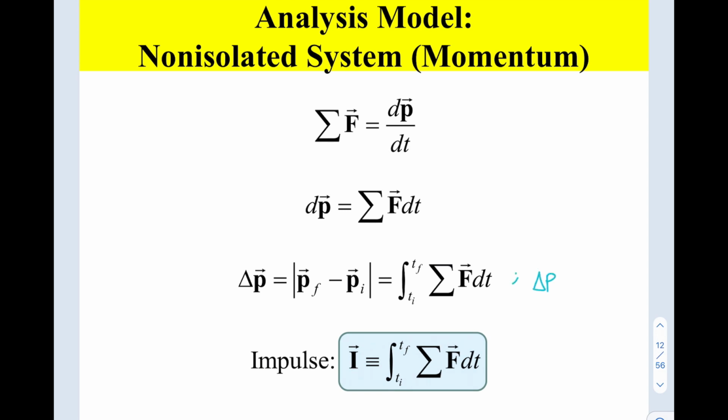So, change in momentum, also known as impulse. What is impulse? Impulse is a measure of change in momentum, how big the change was. So it must be equivalent to the integration of the sum of F with respect to t, from t initial up to t final, to have this process done.